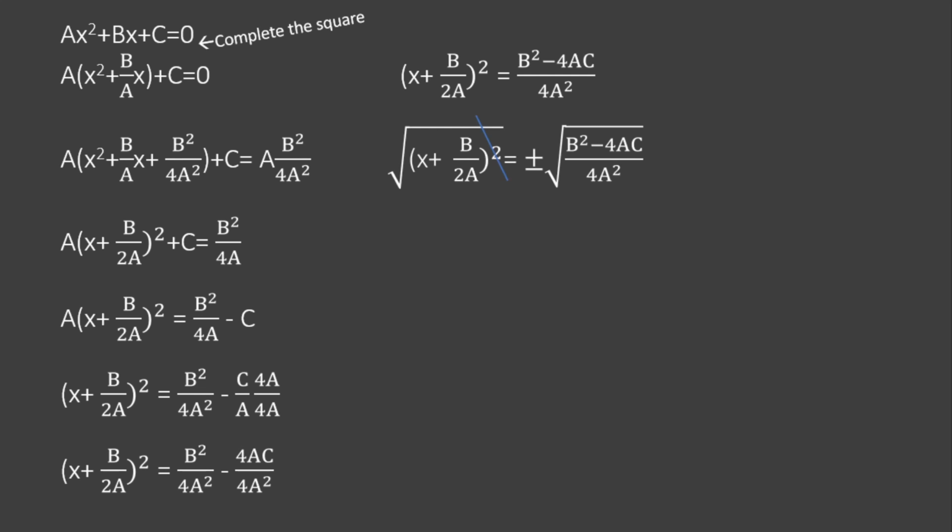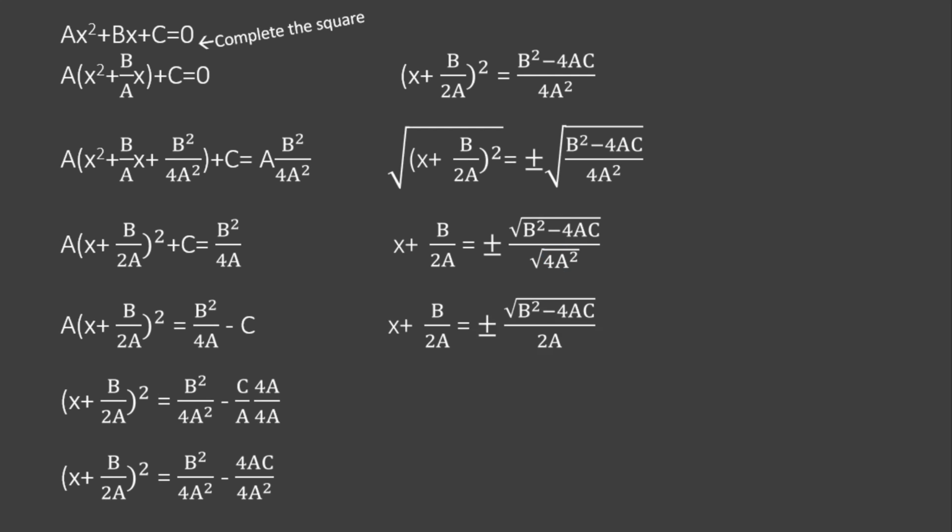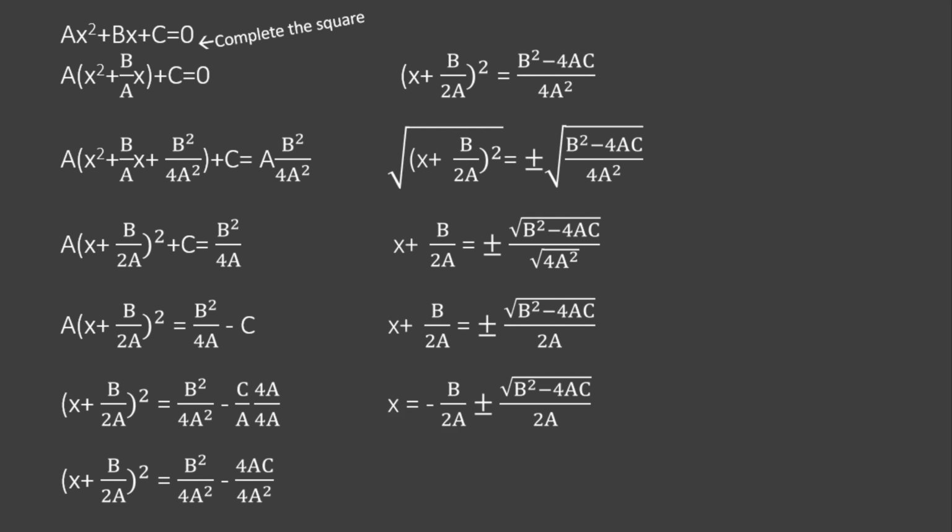Now we're going to cancel those squares. And since we have the square root of a fraction on the right side of the equation, that is going to be equal to the square root of the numerator over the square root of the denominator. So that's what we'll do here. Move that down. Now we are going to take this square root of 4a squared and simplify that, and that is going to become 2a on the bottom of the fraction on the right side of the equation. Now what we're going to do is move that b over 2a term over to the right side of the equation.